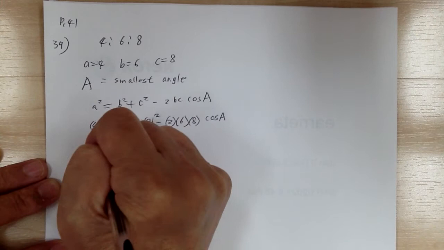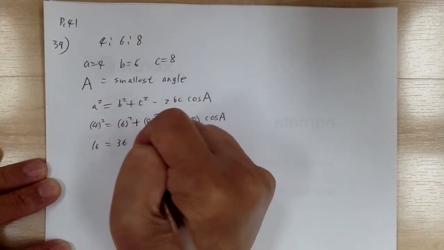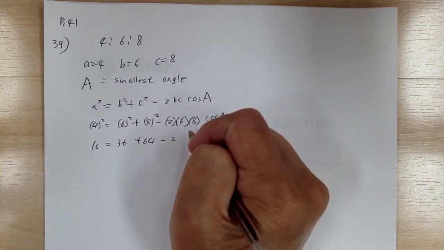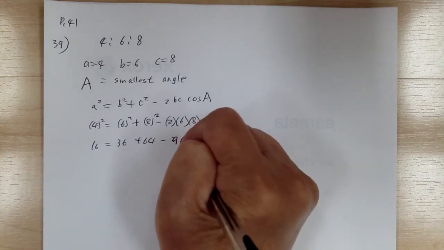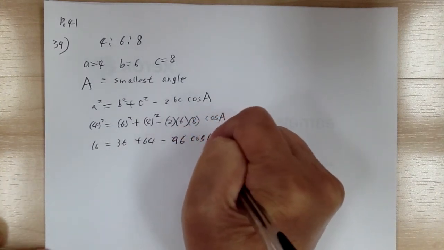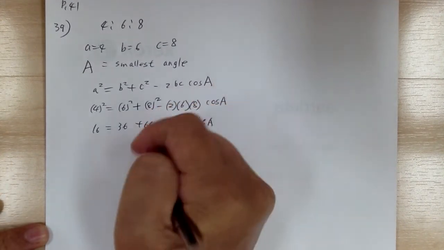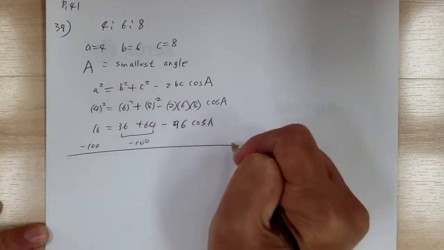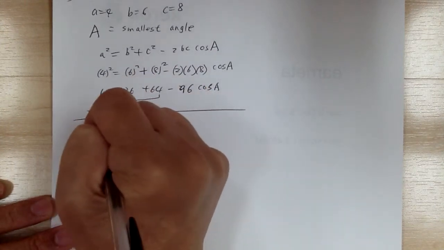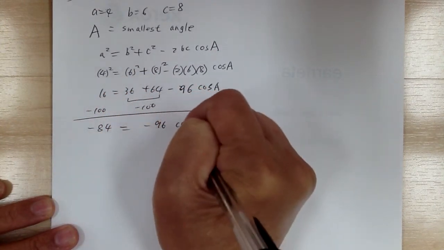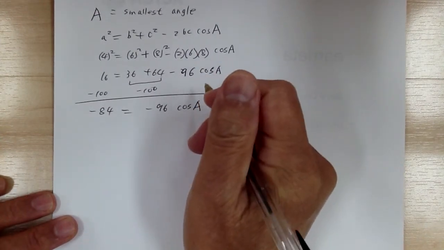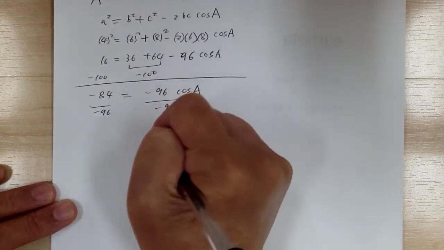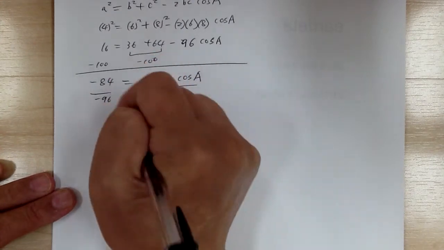Okay, so you got 16 equal to 36 plus 64 minus 96 cosine of A. And so this is equal to 100, so minus 100 on both sides. We got negative 84 equal to negative 96 cosine of A. And then you divide by negative 96, divide by negative 96. So cosine of A equal to 7 over 8.